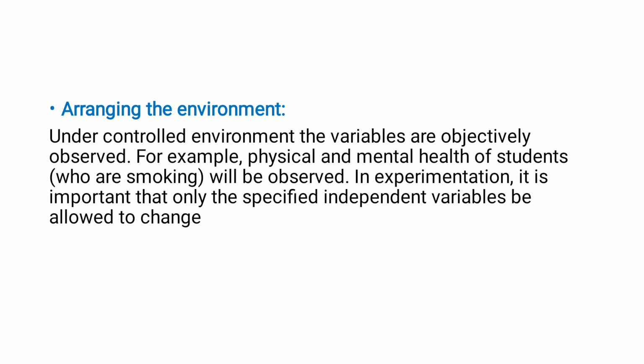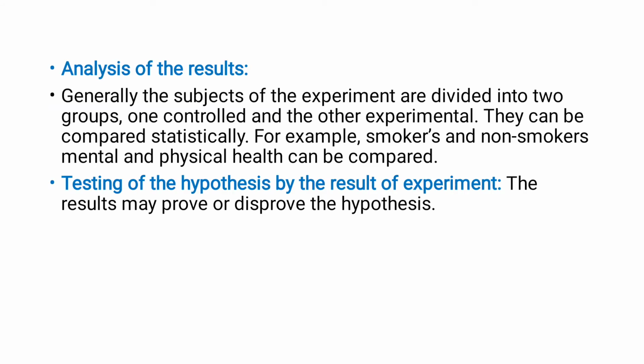Some students will be having both bad habits, like smoking and alcoholism, or smoking and drug abuse. So those you should not take. If you take those in your experiment, alcoholism is also going to have an effect on physical and mental health. Drug abuse is also going to have an effect on your physical and mental health. So you have to take into consideration only smoking. Only the students who are only smokers and do not have any other bad habits like alcoholism, tobacco chewing, or drug abuse. In this way you have to control the environment or independent variables.